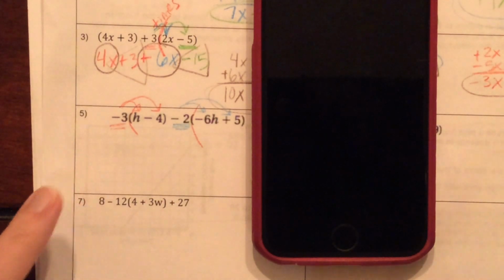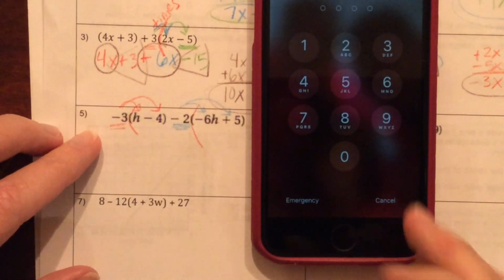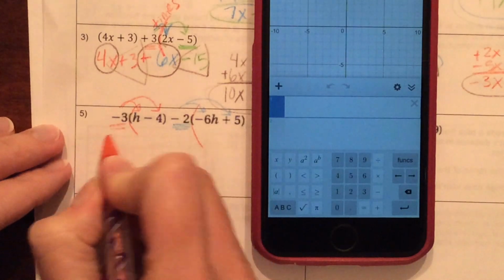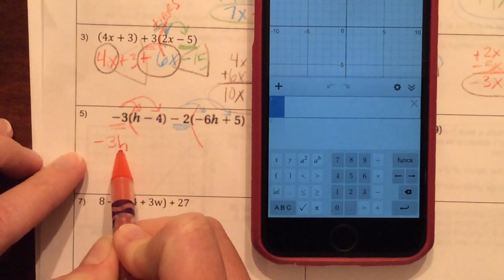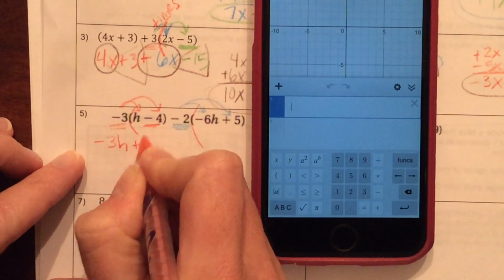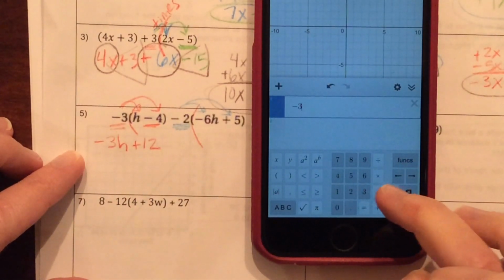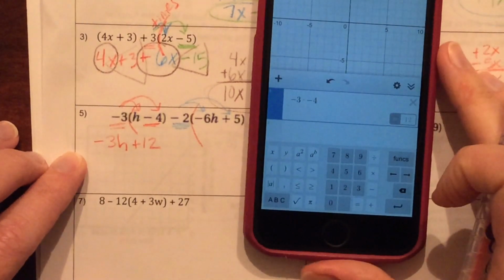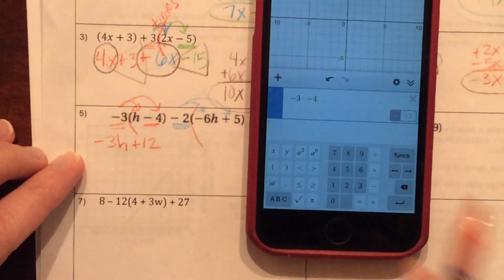If at any point in time you are unsure about your signs, please type it in to your Desmos to make sure that you get the right answer. This is negative 3h. Negative 3 times h is negative 3h. Negative 3 times a negative 4 is going to be a positive 12. Again, if you're not sure, type it in so that you can see your answer and make sure that you're getting it right. So you have your positive 12.